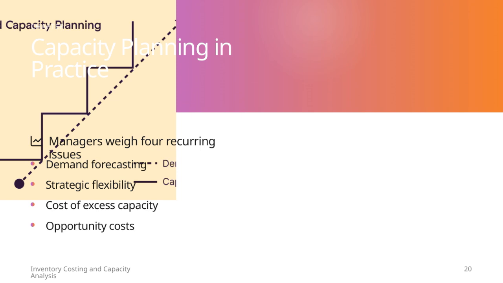Then there's the cost of excess capacity. Having too much capacity can lead to wasted resources and higher expenses. Finally, opportunity costs, which represent the benefits we miss out on when choosing one capacity option over another. Additionally, inventory costing and capacity analysis play a vital role in evaluating these factors effectively to ensure efficient operations. These concepts together form the foundation for making informed capacity planning decisions.